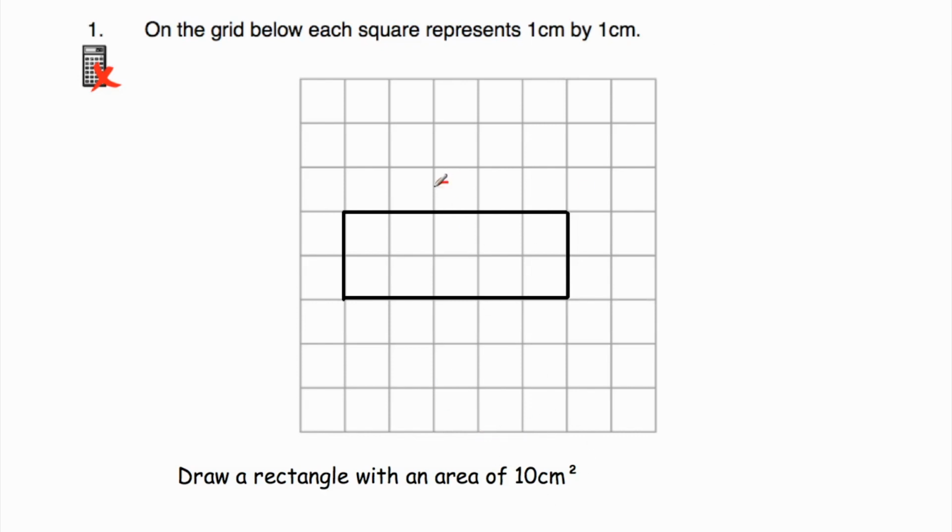And let's just check it. It's 5 centimetres long and 2 centimetres wide. If we check its area, it's got an area of 1, 2, 3, 4, 5, 6, 7, 8, 9, 10. So this area is 10 centimetres squared. And that's it. Okay, let's have a look at our next question.